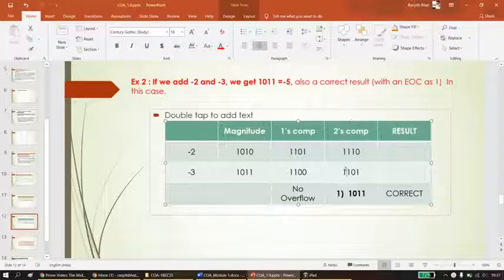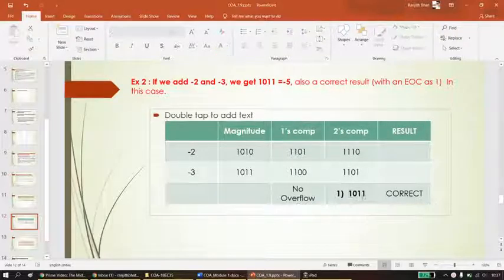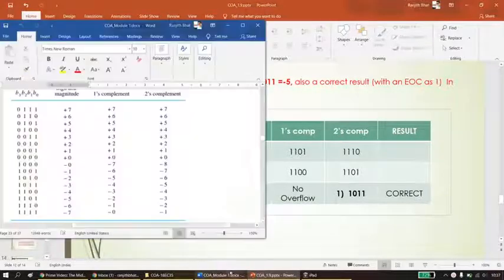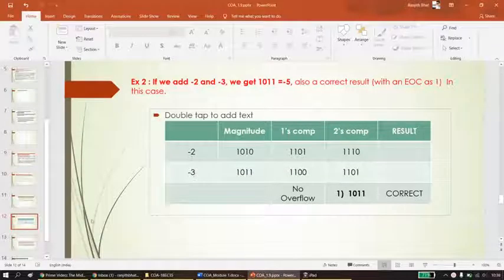The operand is negative, and the answer is also negative. So this answer is right. So 1011 is nothing but a minus 5. The answer is minus 3 plus minus 2, which is a negative 5.